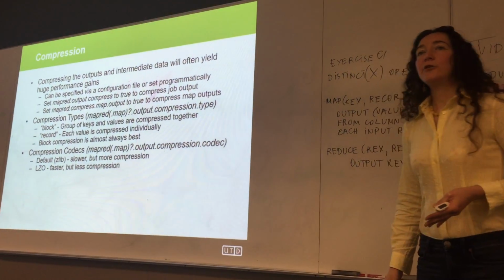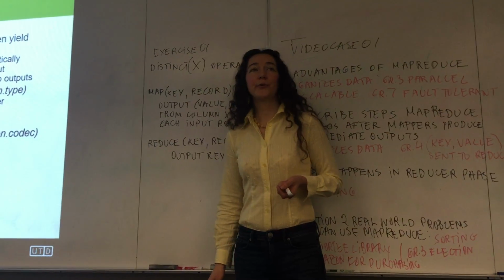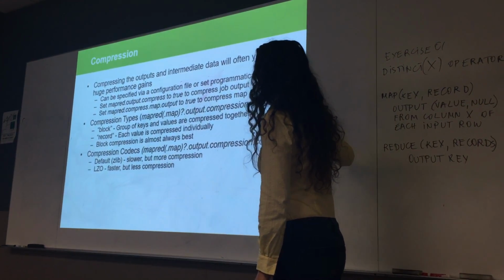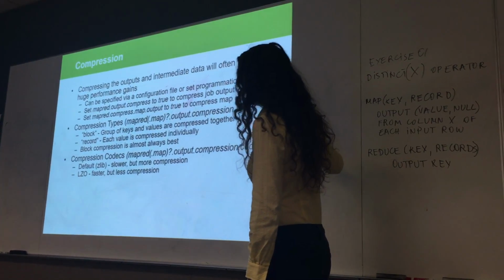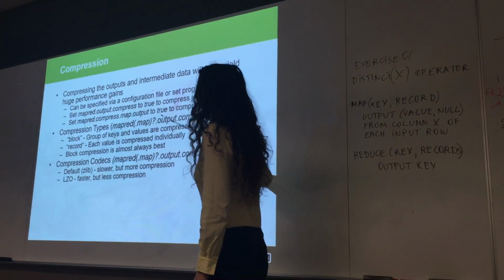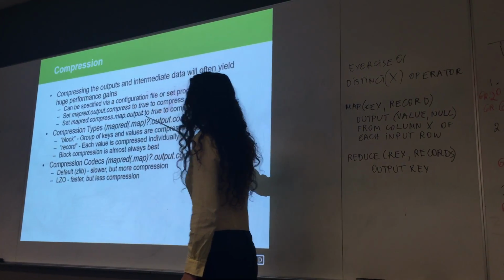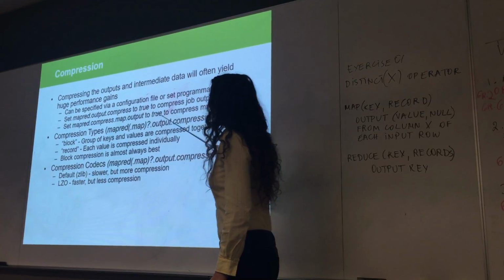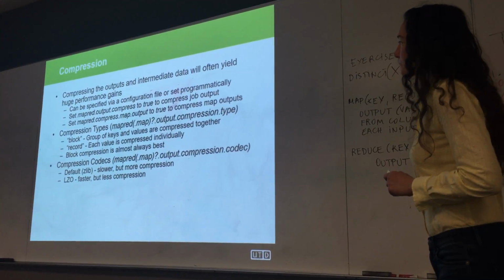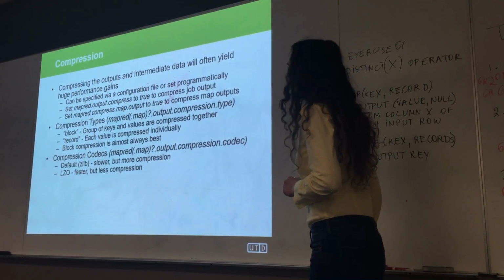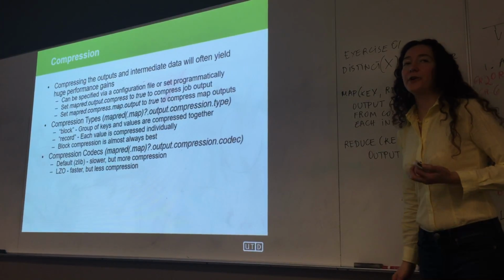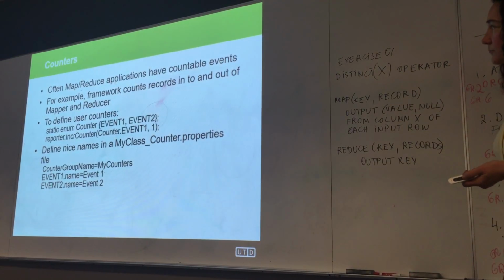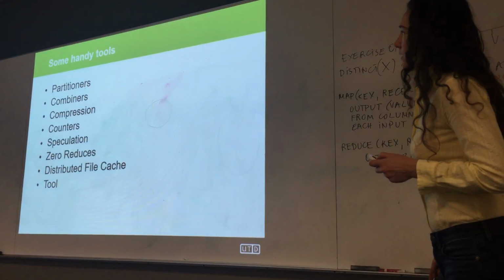Compression, same thing. If we compress the data that is being sent through the network, we will achieve faster processing. So compressing the outputs and intermediate data leads to a huge performance gain. There is a way to specify that. Compress the map output. If we want to compress the job output, we can set that parameter to true. So these are some helpful tools. There are many other tools, for example, a counter and the ones that we listed here.